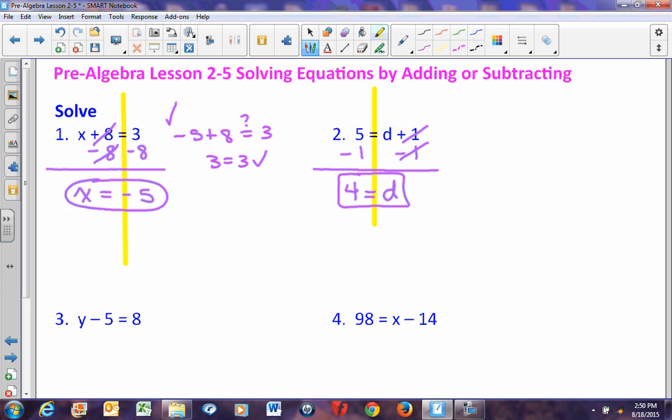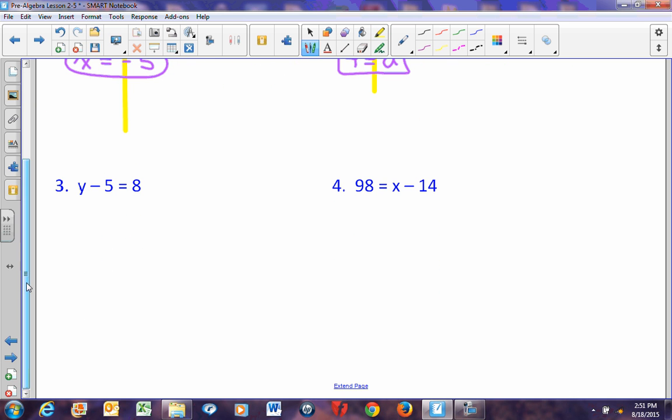And you might say, I can do these in my head, Mrs. Sheeline. Why do I have to show the work? Because I said so, because even though these are easy, you have to get in the habit of doing them correctly now when they're easy, so that they'll be easier to do when they're more complicated. You'll know all the steps, and you'll still remember how to do all the steps. Number 3, y minus 5 equals 8.